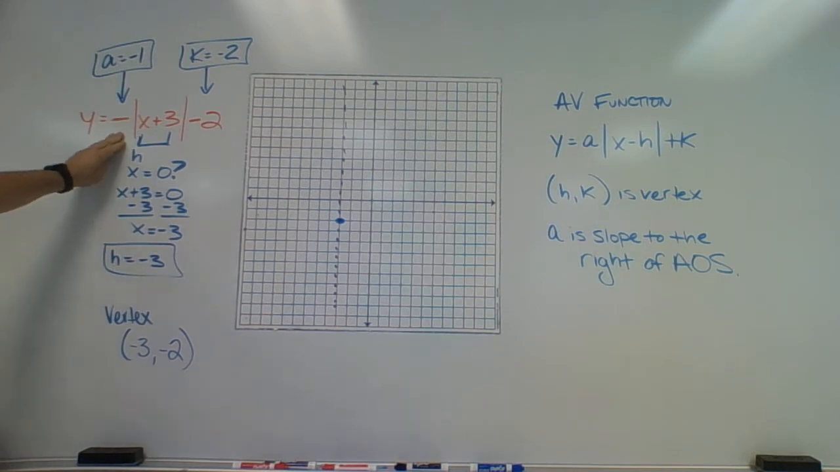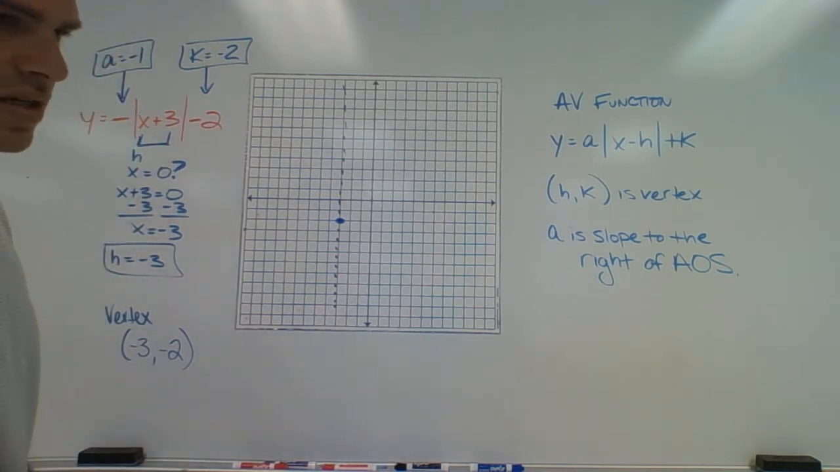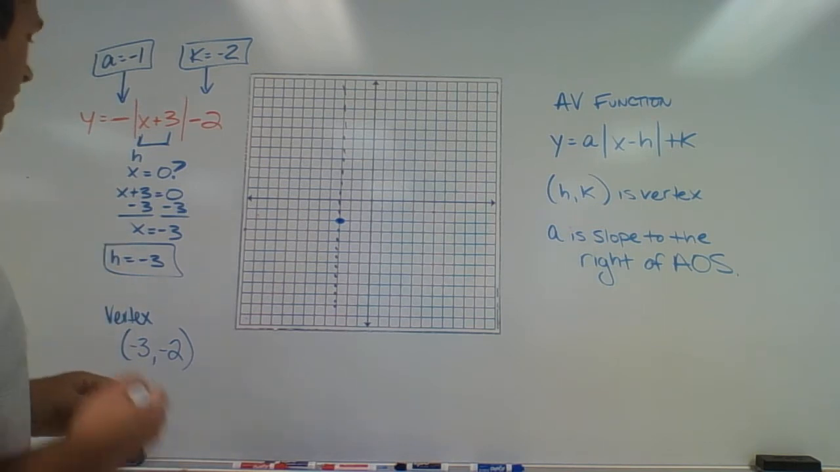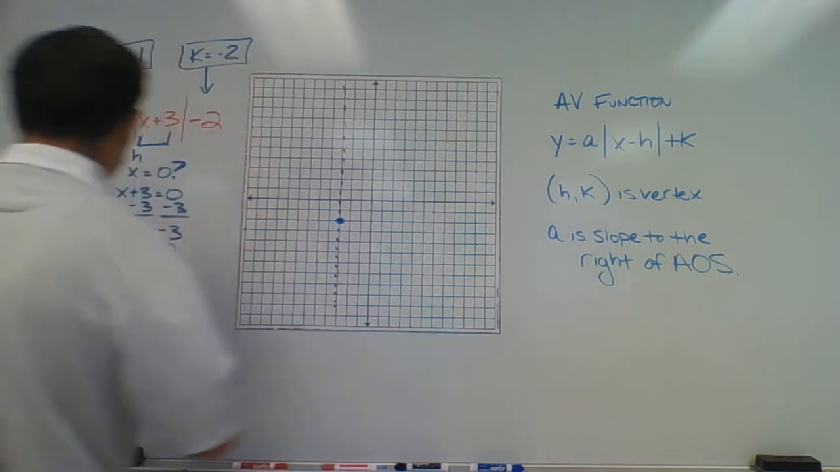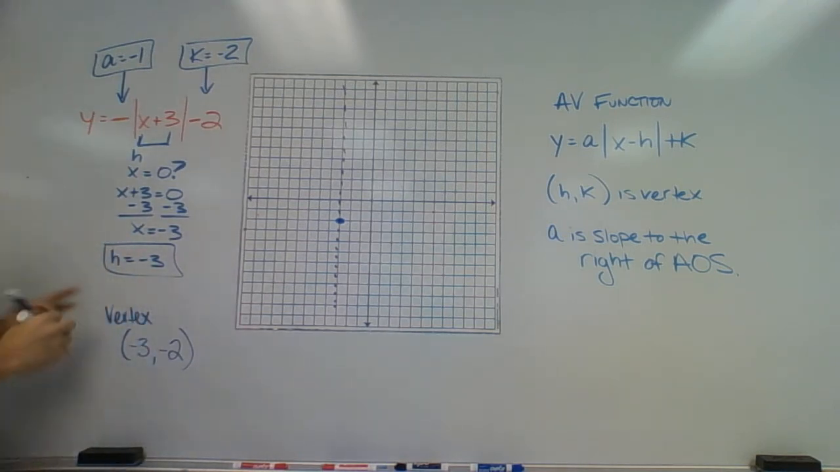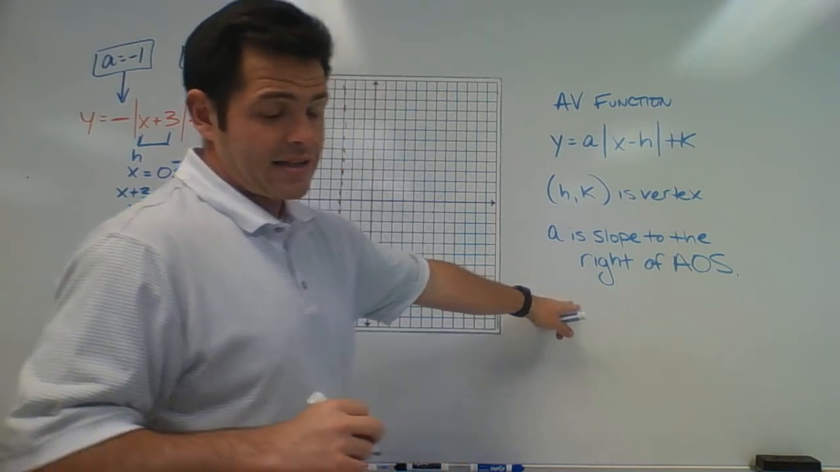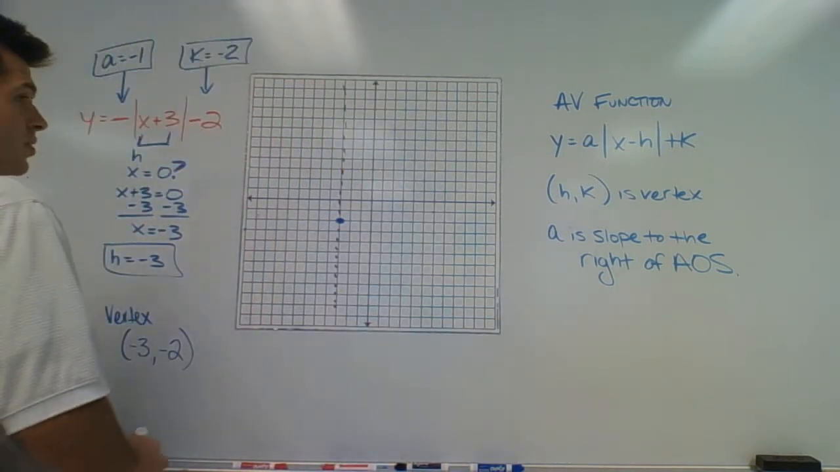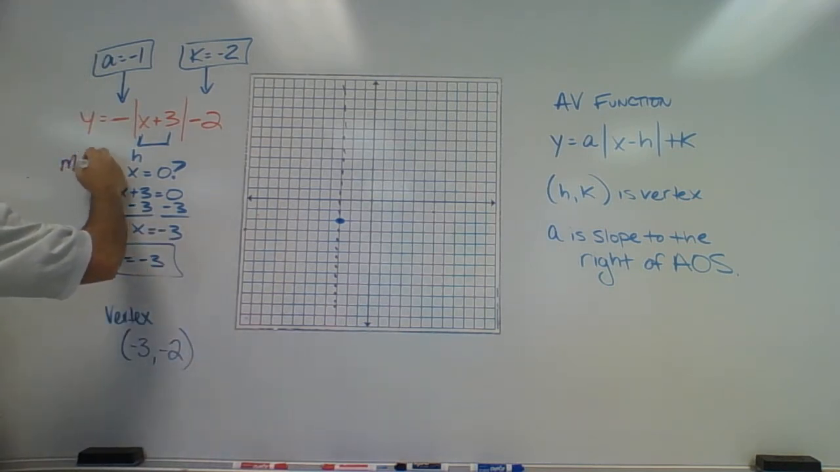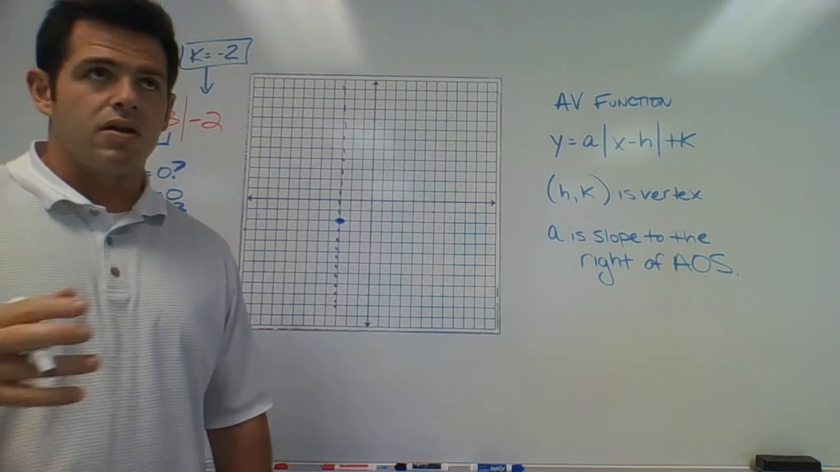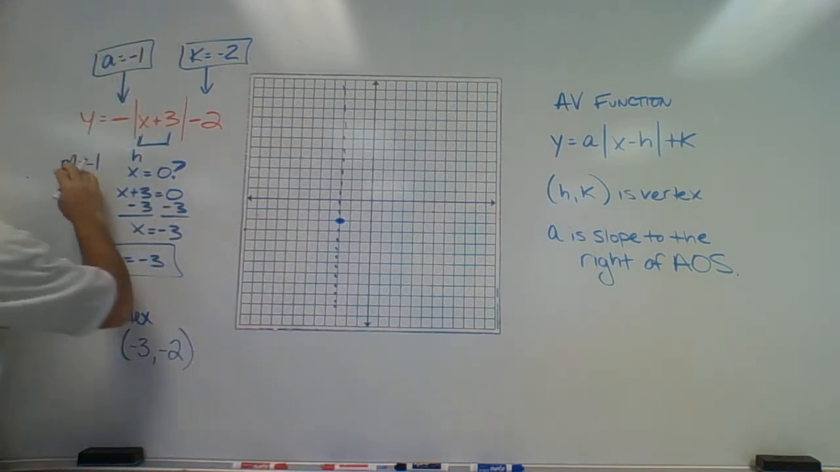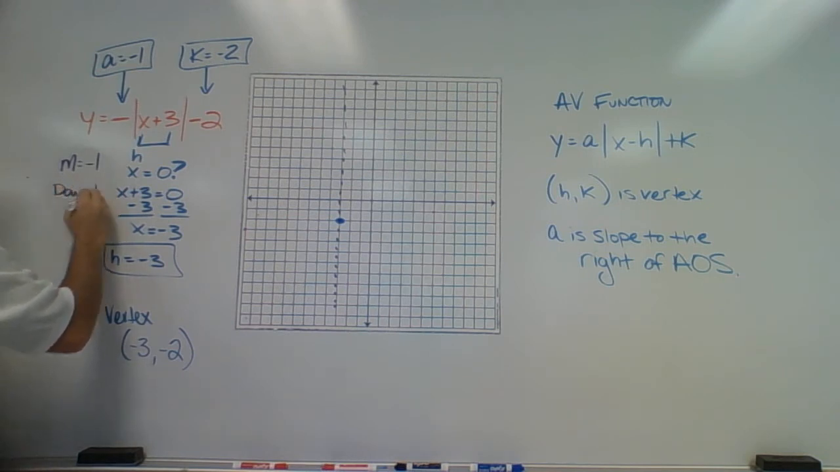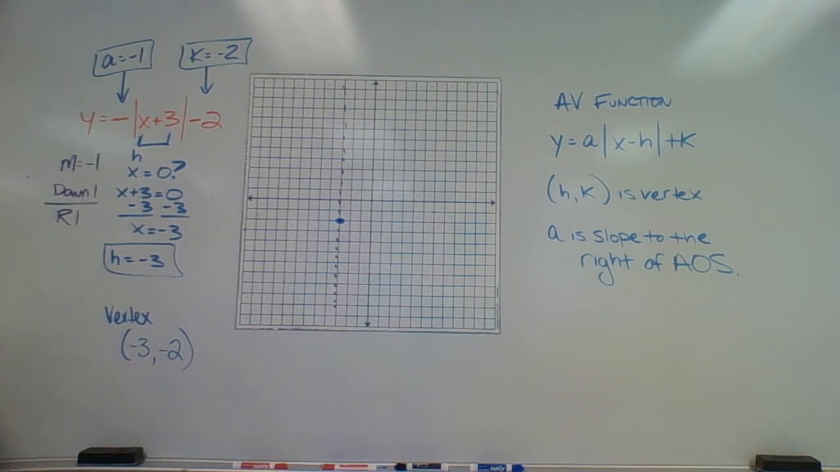If there was nothing in front of this absolute value, there would be an understood positive 1. Just like parentheses would have done in Algebra 1. All right, if we just see a negative symbol in front of a grouping, then we know it's a negative 1. Since our a value is negative 1, what that tells us is that our slope on the right side of the axis of symmetry would be negative 1. Our slope is going to be negative 1 to the right side of the axis of symmetry, which means we would go down 1 and to the right 1.